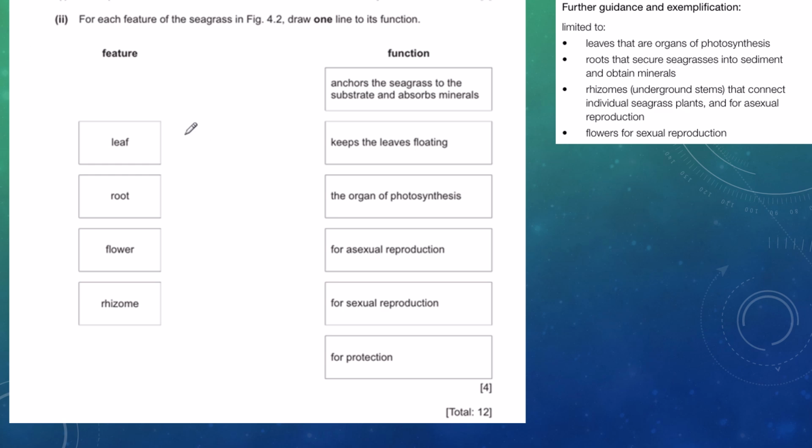So if we look at the leaf, this is the organ of photosynthesis. If you look at the root, its role is to anchor the seagrass to the substrate and to absorb the minerals. The flower is there for the sexual reproduction, and the rhizomes are there for the asexual reproduction. That's 4 very simple points. And again, in doubt, look at section 3.5 in your book.